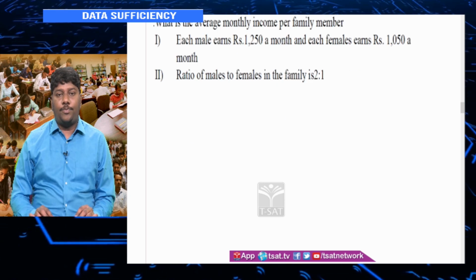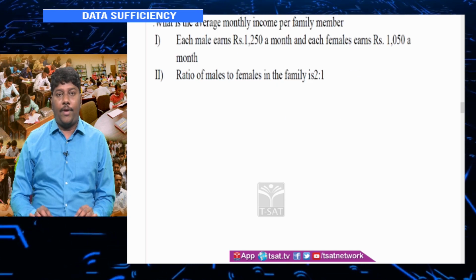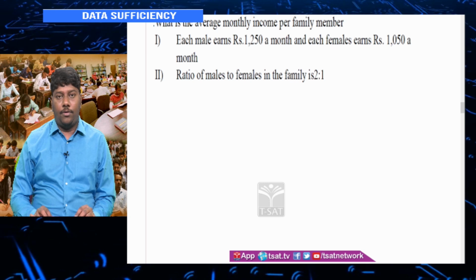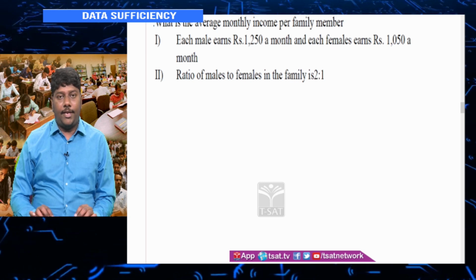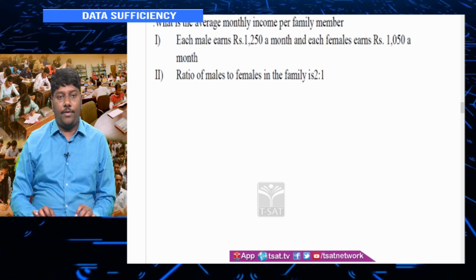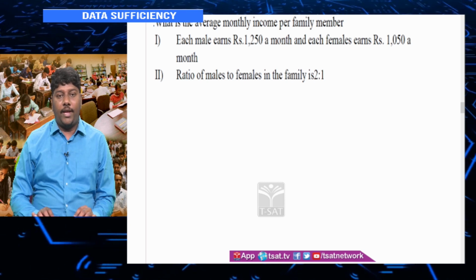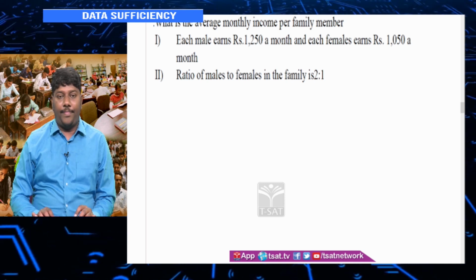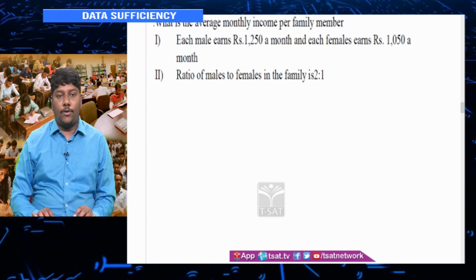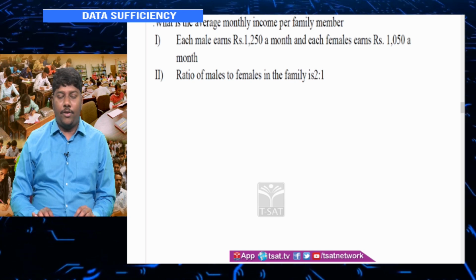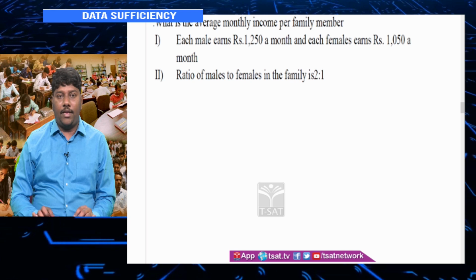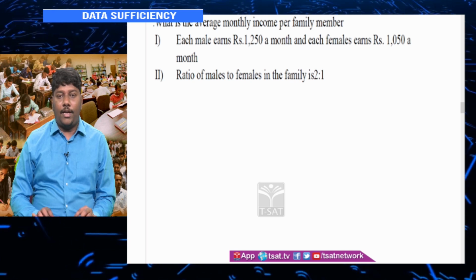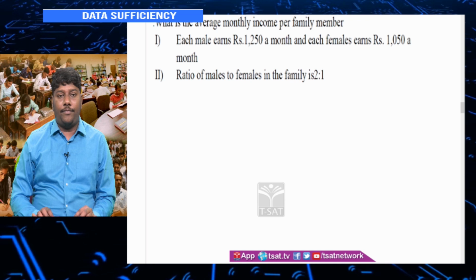What is the average monthly income per family member? So you need to know the average monthly income of a family member. Statement 1 says each male earns 1250 a month and each female earns 1050 a month. Just by knowing that a male on an average earns 1250 and a female on an average earns 1050, you can't find out the average.